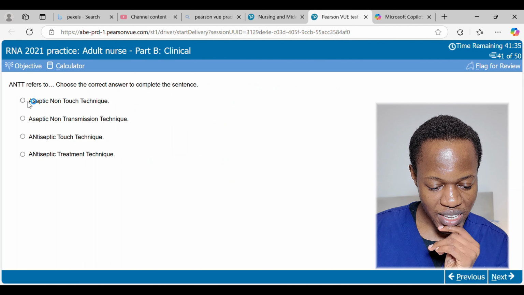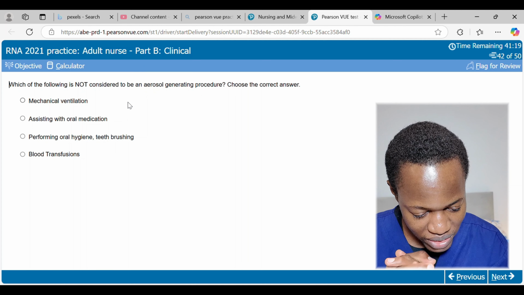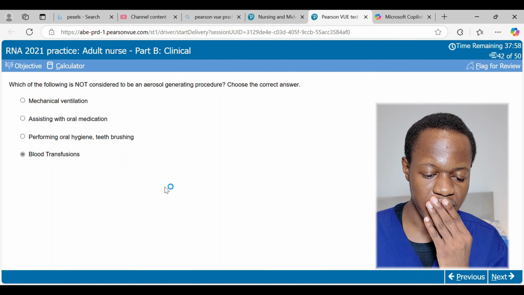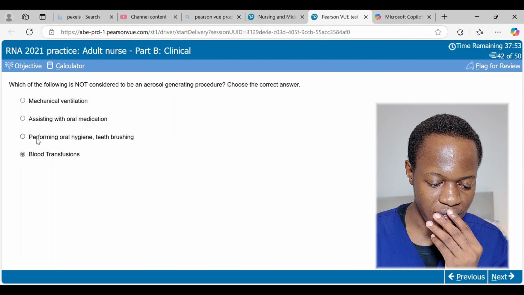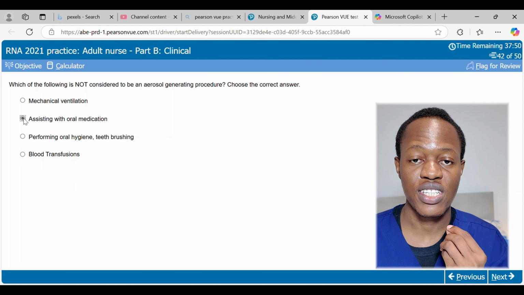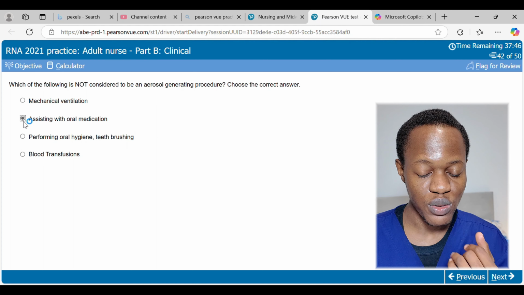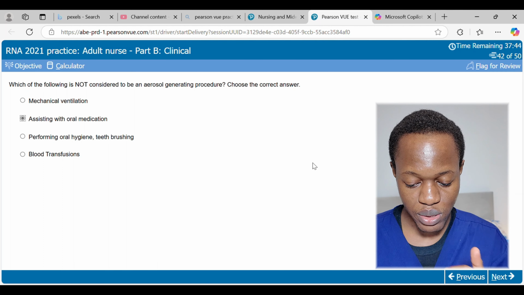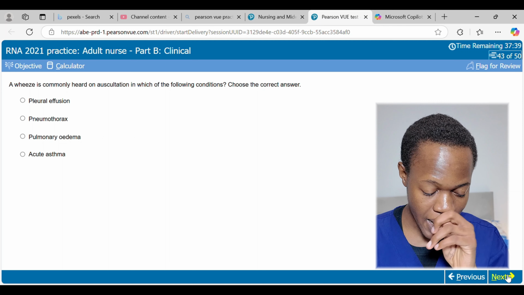ANTT simply means aseptic non-touch technique. Antiseptic? No, it's aseptic. Which of the following is not considered to be an aerosol generating procedure? What's an aerosol again? Okay, so an aerosol is like tiny droplets, and I think we'll just go with assisting of medication, since that is the only thing that does not really involve you bringing out blood or bodily fluid. I think aerosol can just be like bodily fluid in that aspect.